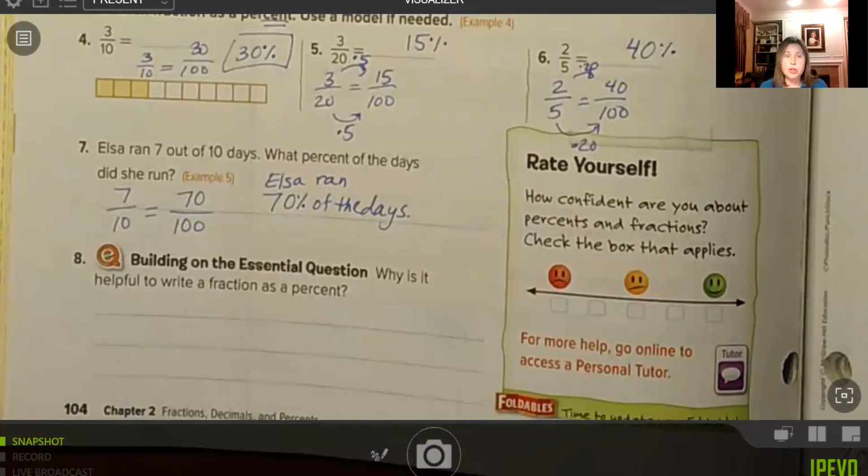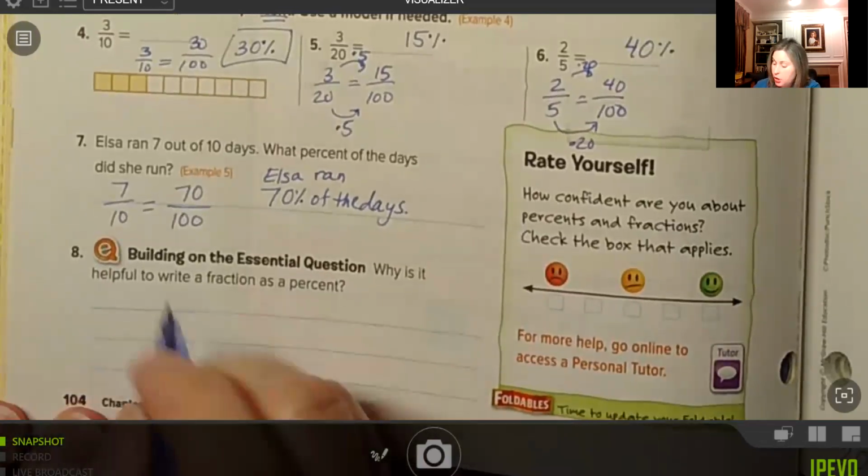Why is it helpful to write a fraction as a percent? Percents are really helpful when we want to compare two or more things. So if I have a fraction like 36 over 73, and I have another fraction, I don't know, 112 over 165, it's hard to compare those sometimes. But if they're percentages, they're always per 100, so they always have the same denominator. So then you just look at the numerators and see which one is higher. So it's easier to compare when you have a like denominator, or a per 100, so percentage. So when fractions are written as percents, it's easier to compare the values.